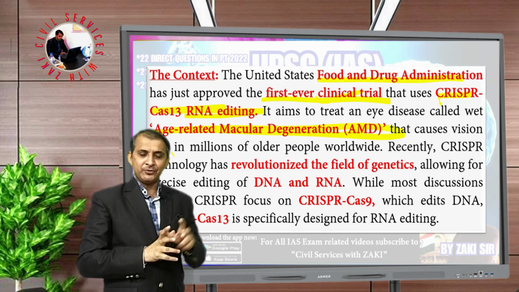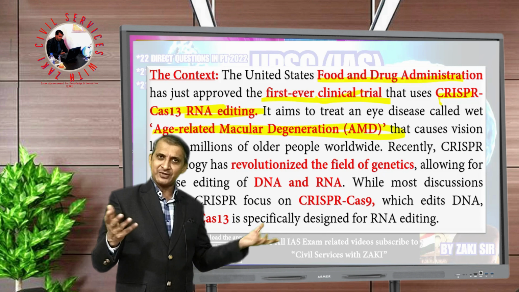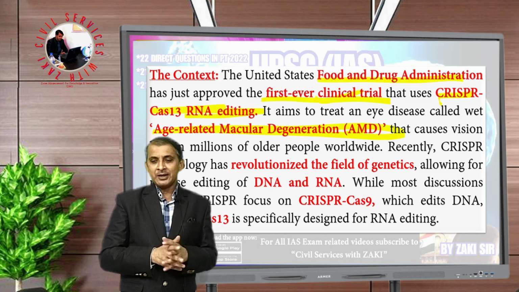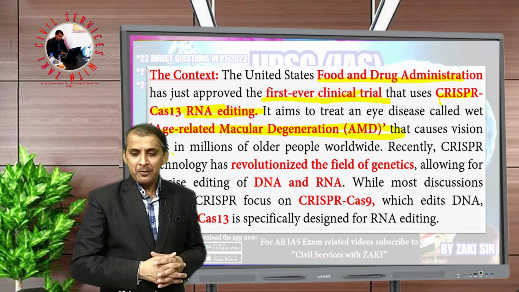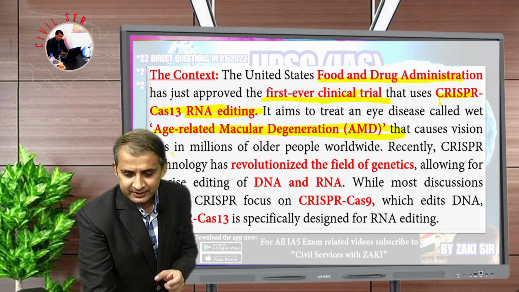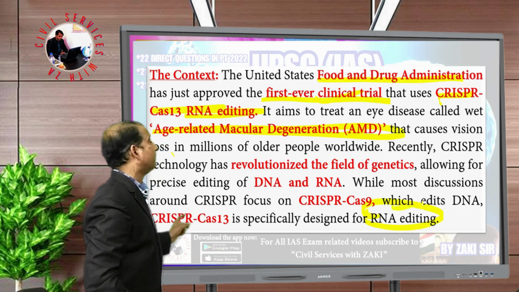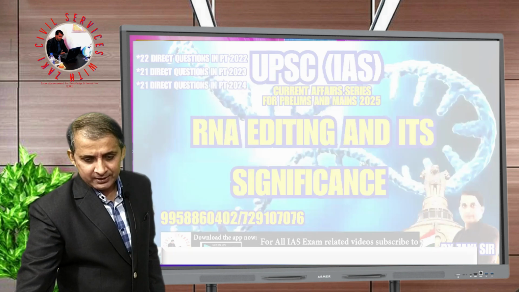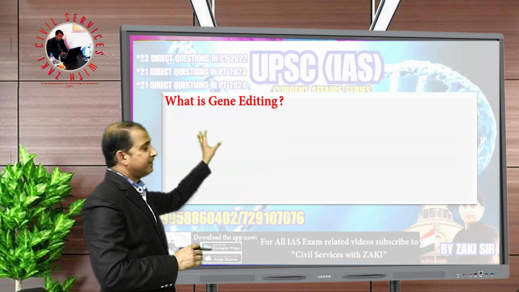If you go across websites and all that, you can easily find CRISPR and DNA technology. So CRISPR-Cas9, as you know, is a very renowned genetic editing tool, but it edits DNA. CRISPR-Cas13 is specifically designed for RNA editing. That's why RNA editing is one of the most significant tools in recent development. So let's see first what gene editing is. First we understand what gene editing is.